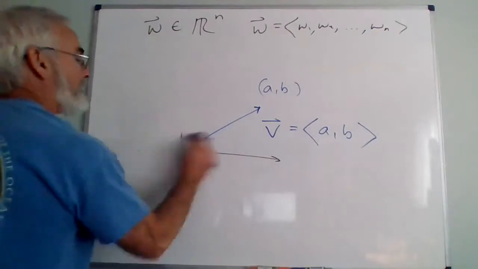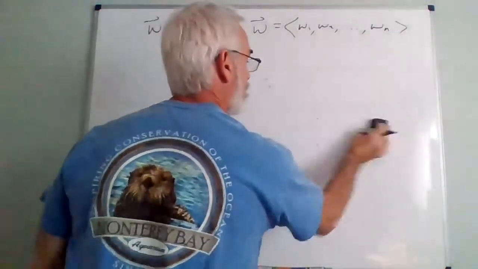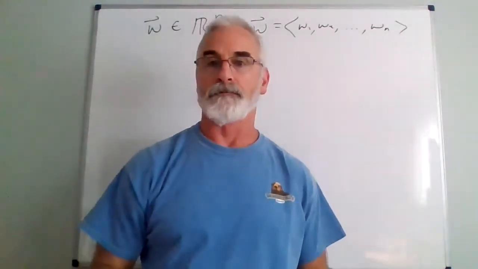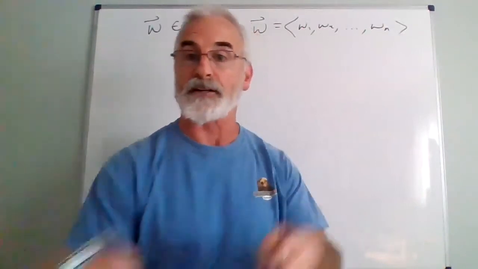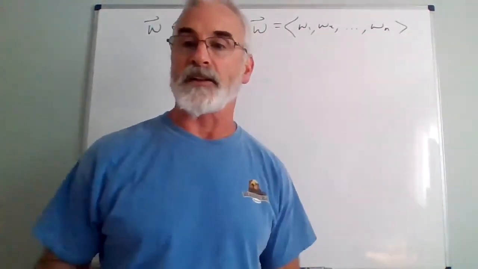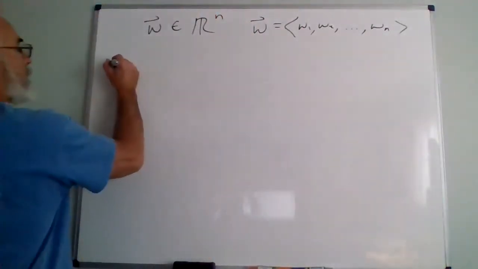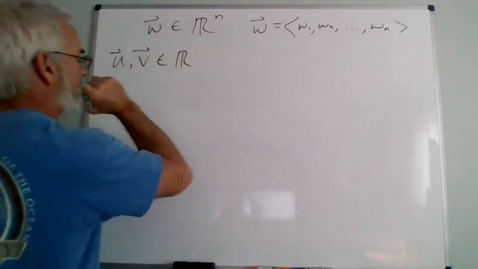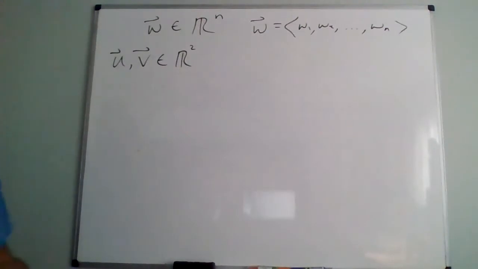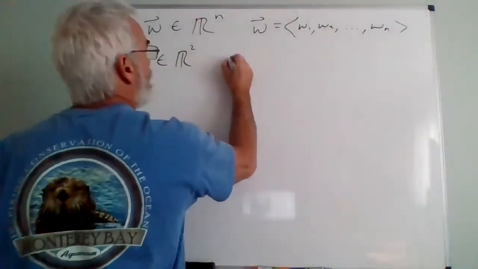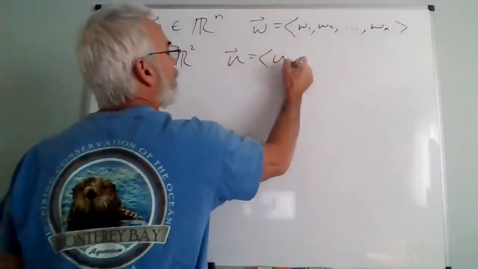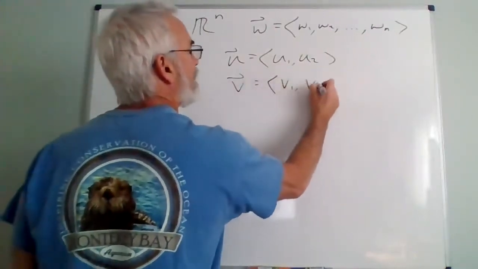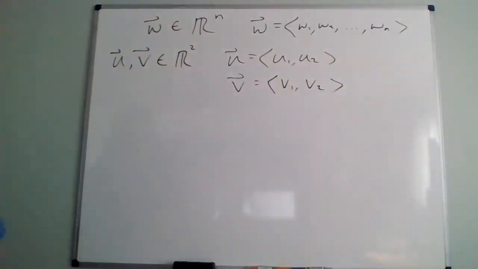So the first rule of vector addition, it's a simple rule, but it's an absolute. You can only add 2 vectors that are in the same dimension. Okay, I cannot add a 2-dimensional vector to a 3-dimensional vector. That operation does not exist. So if I said, let's consider vectors u and v are elements of R2, because I can draw the picture. Then we'll define vector u, let's say, to be u1, u2. Let's define vector v to be v1, v2, where u1, u2, v1, and v2 are just simply real numbers.